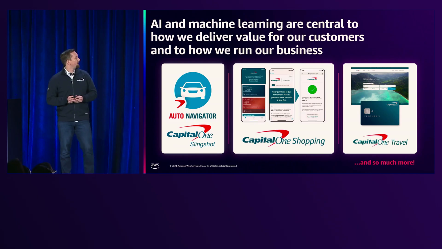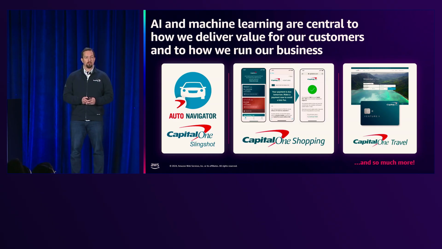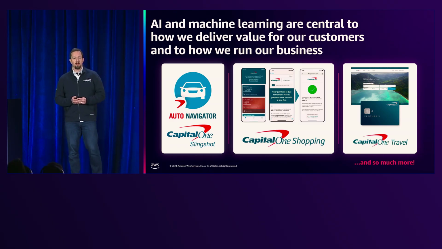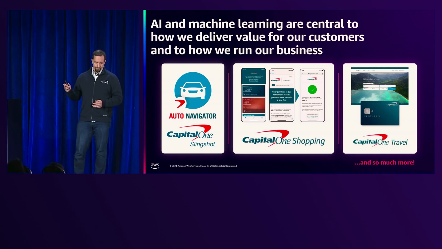A couple of examples of different Capital One products that you may or may not be aware of. If you think about fraud detection and you look at our credit card offerings from things like Venture X, this is sitting behind the scenes. If you think about all of the mobile applications that we have, those personalized experiences are making sure that they are right for you based on your particular context.